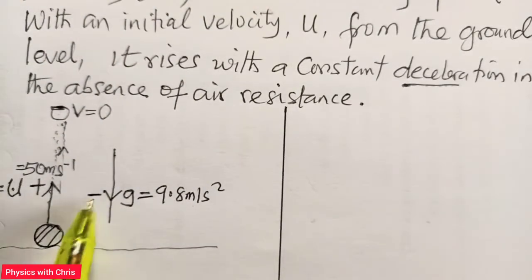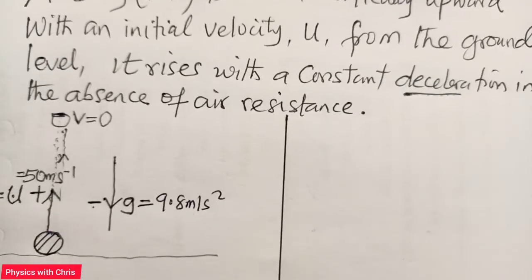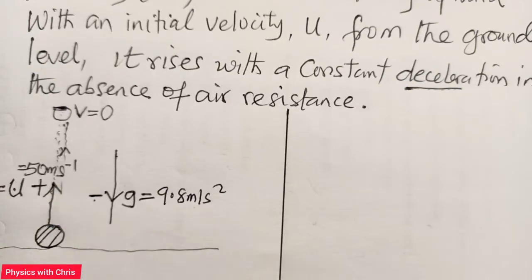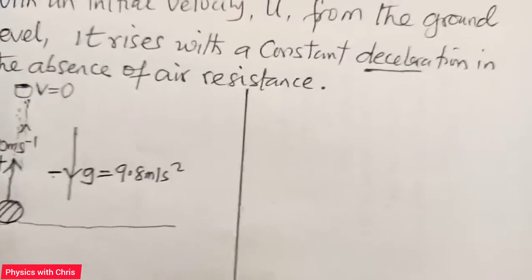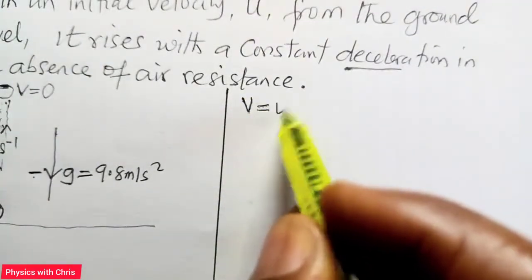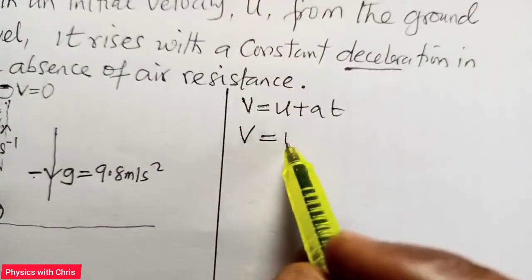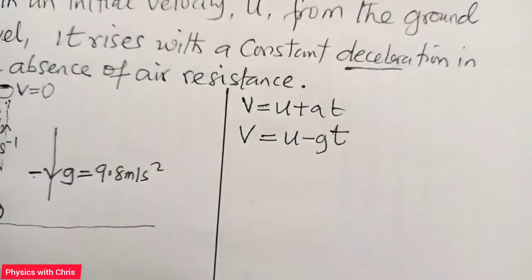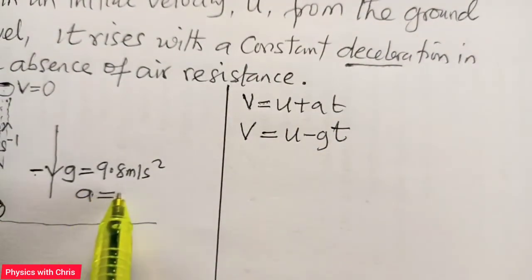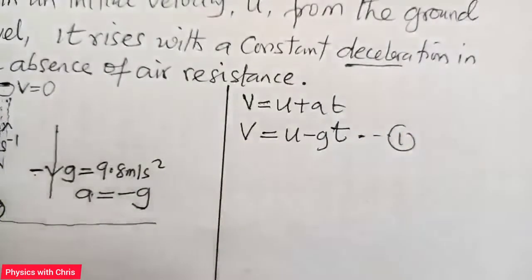And since its acceleration is negative, recall in my last videos I said negative acceleration is equal to deceleration. So we can apply the equations of uniformly accelerated motion to this case. The first equation, v equals u plus at, we can rewrite as v equals u minus g times t. We are taking a, the acceleration of the body, as equal to minus g because of the direction. So we can take this as equation 1.